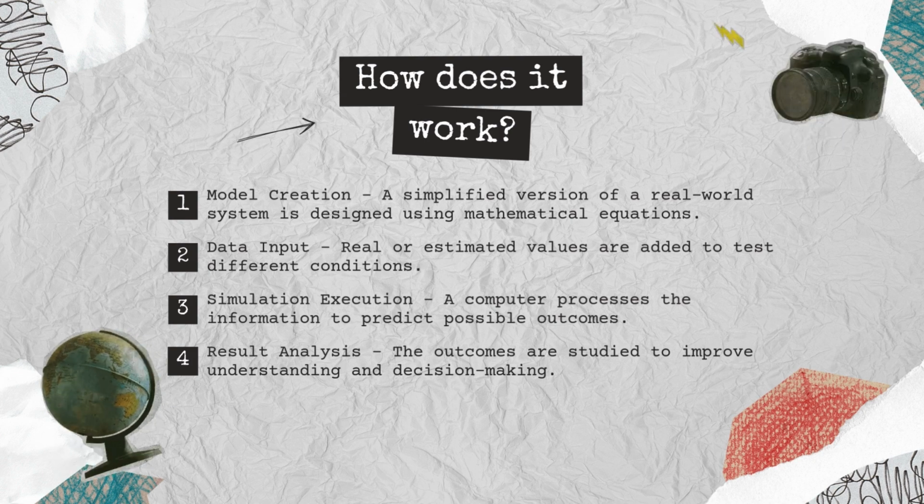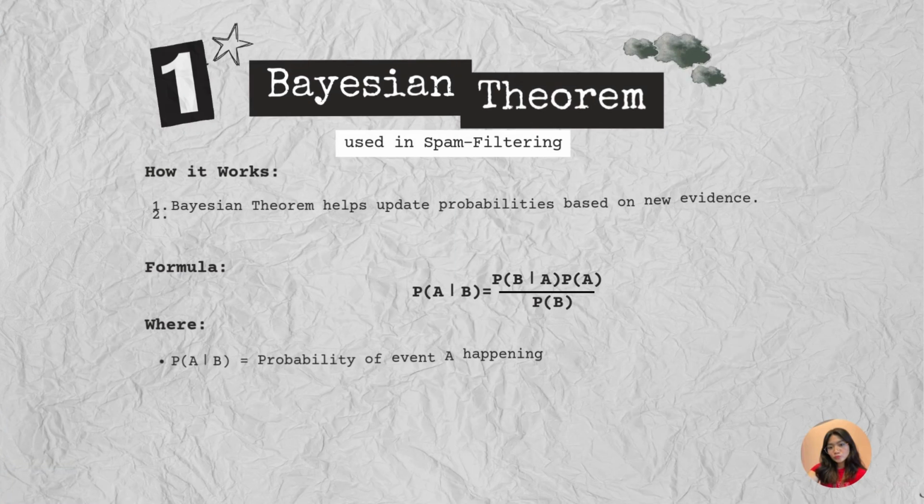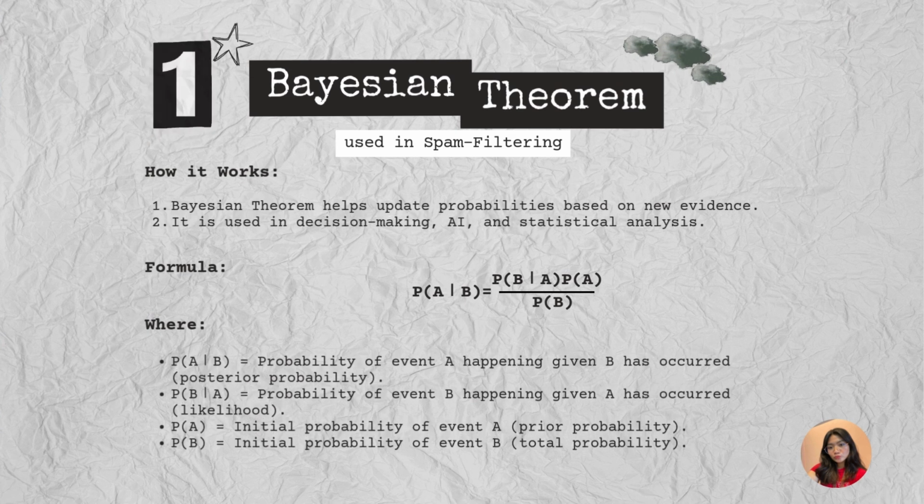Next, we'll talk about the Bayesian Theorem, a powerful mathematical tool used to update probabilities when we get new information. So for the formula of Bayesian Theorem, we have P of A given B is equal to P of B given A times P of A divided by P of B.